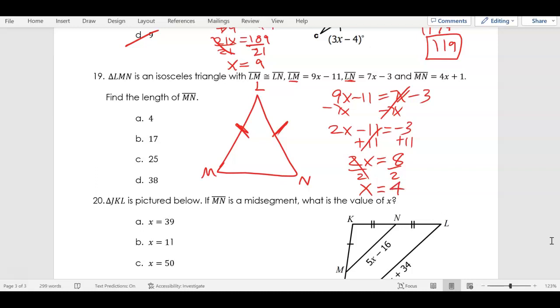Now, I'm looking for MN, so the answer is not 4. I'm going to take MN, 4 times 4 plus 1 is 16 plus 1, which is 17.